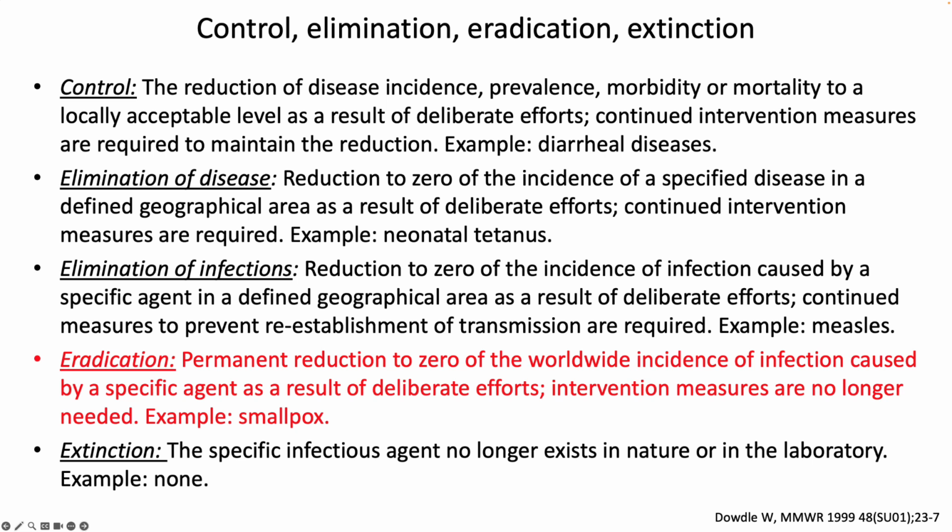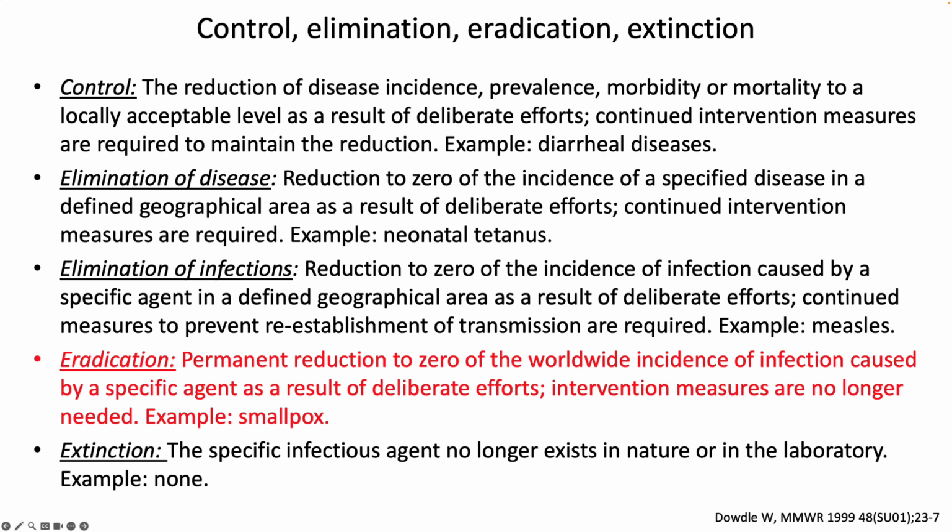The next level of intensity is eradication, which is the permanent reduction to zero, not just in a specific geographic area or in a specific country, but in the worldwide incidence of infection caused by a specific agent as a result of deliberate efforts. In this case, once eradication is achieved, intervention measures are no longer needed because the worldwide incidence is zero and the pathogen doesn't exist in nature anymore. The only example of a successful eradication program to date is smallpox.